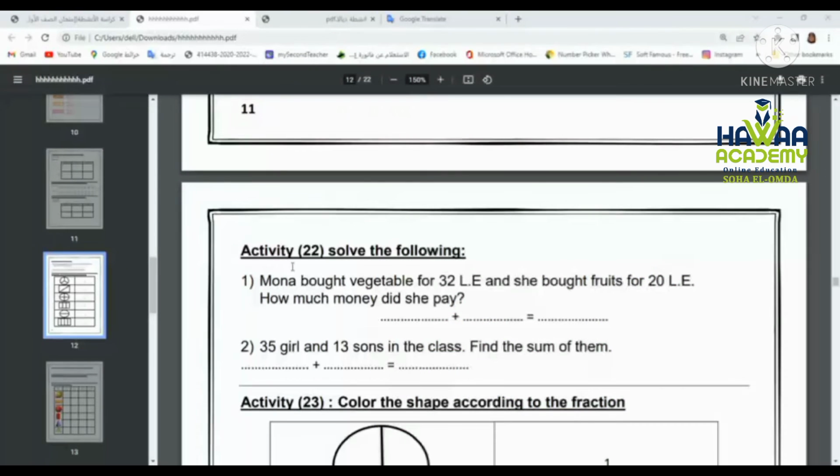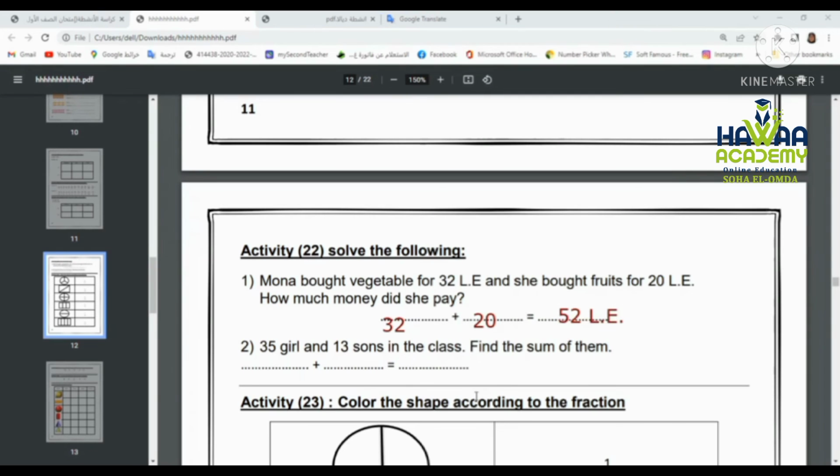Here, what we're gonna do. Mona bought vegetables for 32 pounds and she bought fruits for 20 pounds. So how much did she pay? Of course, we're gonna add them. So 32 and 20 will be what? Here we're gonna add the ones part together, so 2 and 0 will be 2. And the tens part together, so 3 and 2 will be 5. And don't forget the unit, which is LE or pounds.